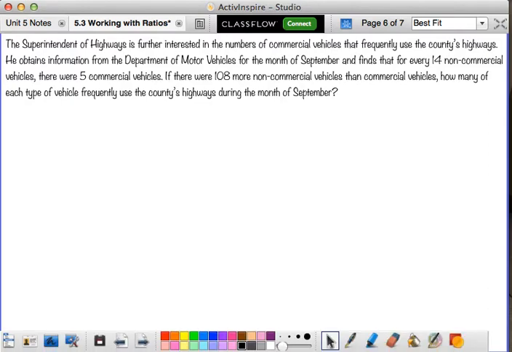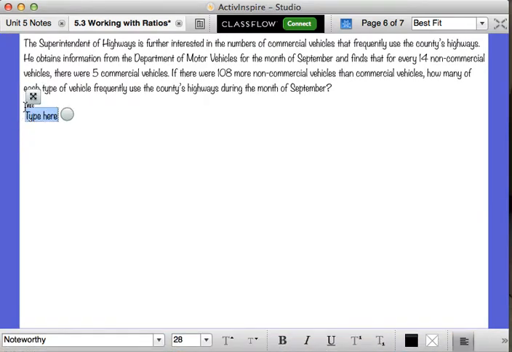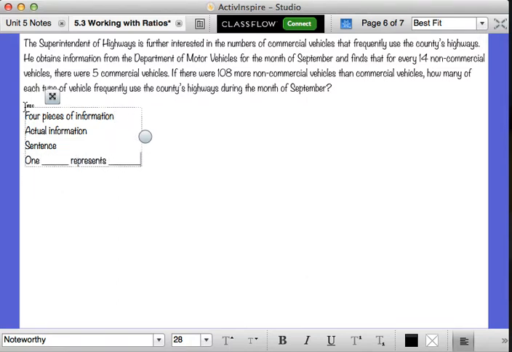So I'll write a quick little thing here. 4 pieces of information, actual information, and then your sentence. 1 blank represents blank actual. And then you also need to have your tape diagram.